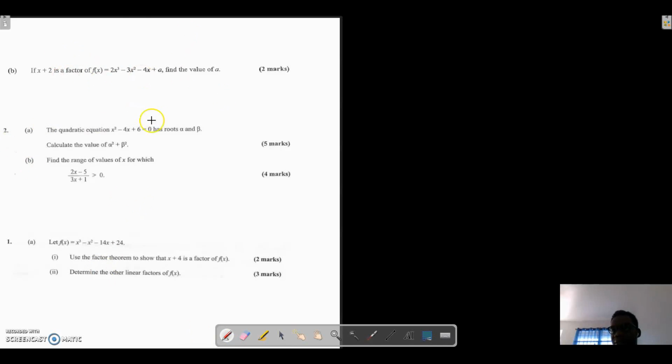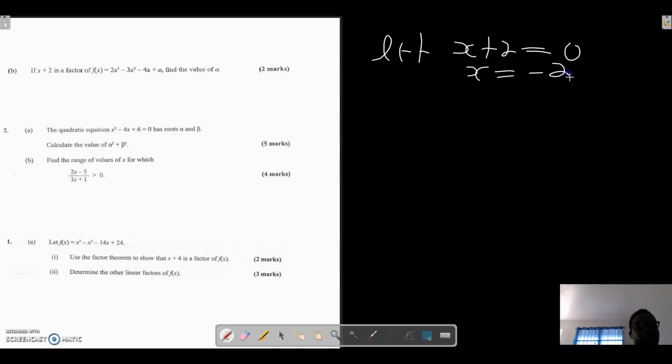The first question is from Polynomials, and it says that if x plus 2 is a factor of f of x equals x cubed minus 3x squared minus 4x plus a, find the value of a. So the first thing I'm going to do is let x plus 2 equal to 0, which means that x would be equal to minus 2. Now, this is a root.